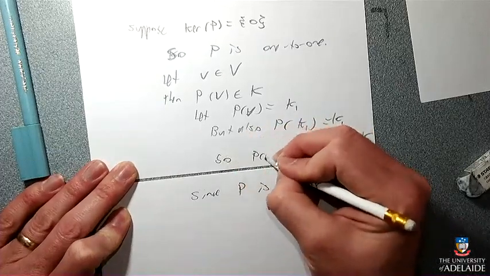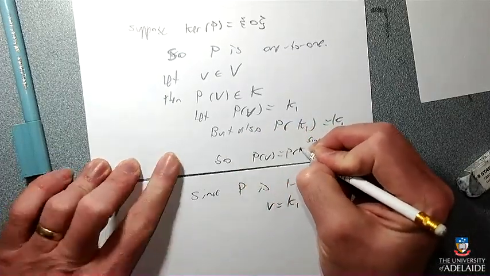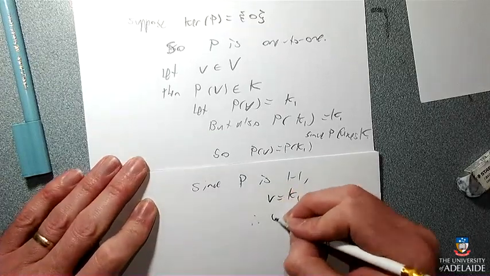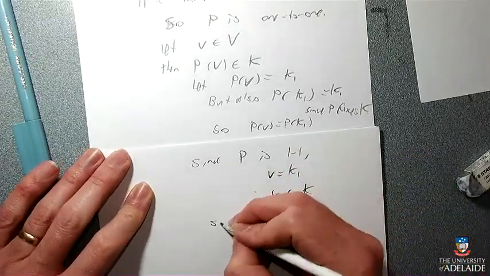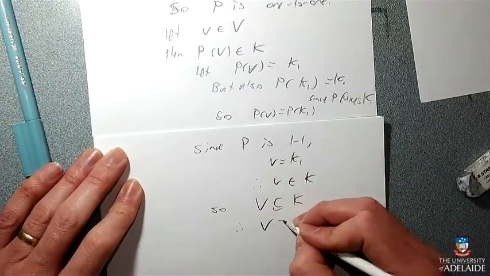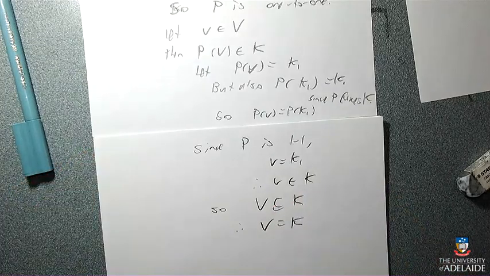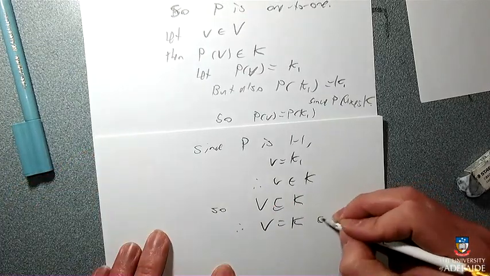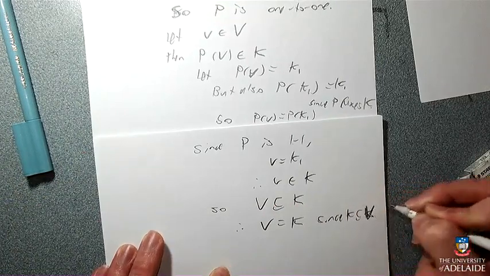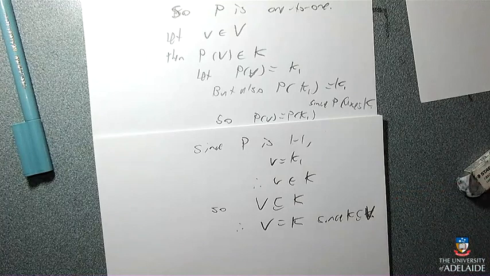So P of V equals P of K1. So that means that V is equal to K1, because that's how one-to-oneness works. If the output is the same, the input has to be the same, and therefore V is in K. And so the entire of V is contained in K, and therefore V in fact has to be equal to K because K is contained in V. Right. Got it. I'm sure there's a more efficient way of doing that, but this will do.